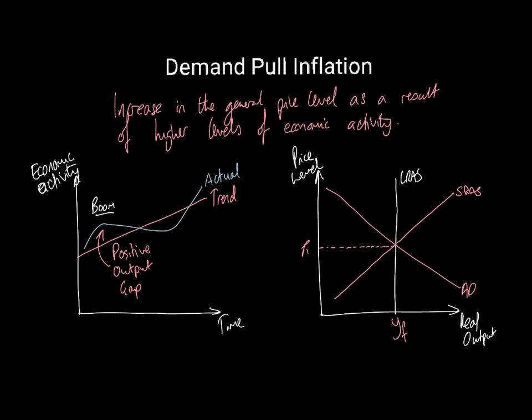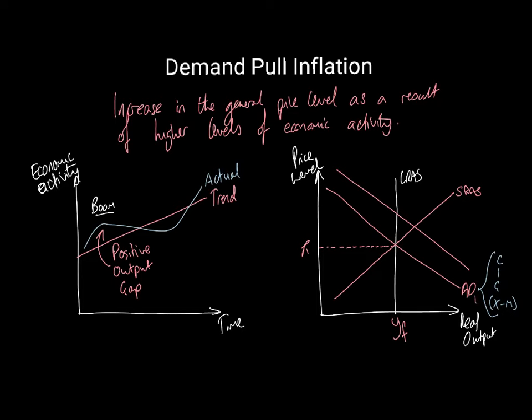Now, if we have a situation where aggregate demand rises in the economy, now remember that aggregate demand itself cannot just increase. Aggregate demand is made of the components C, I, G, and X minus M. So consumption, investment, government expenditure, and net trade. So aggregate demand can't just increase by itself, but if one of those components increases, then what will happen is that the AD line will shift to the right.